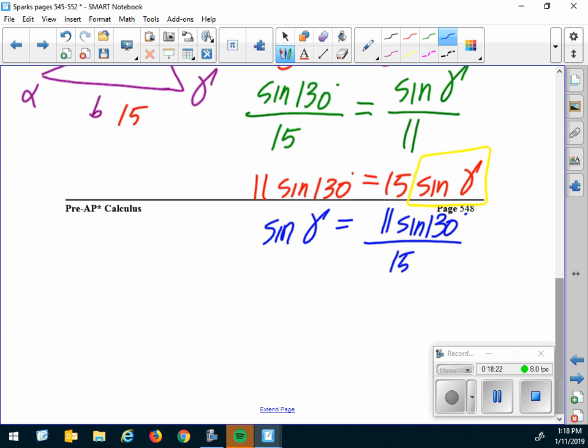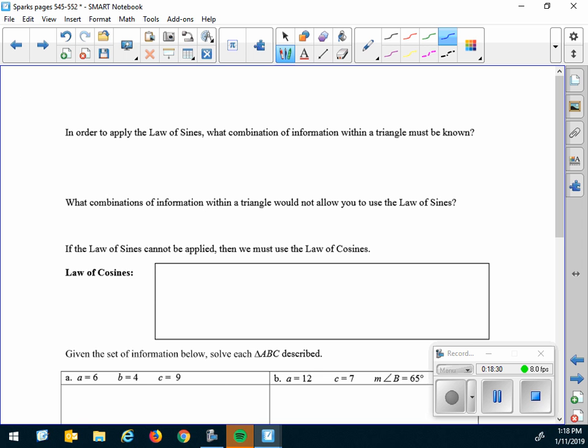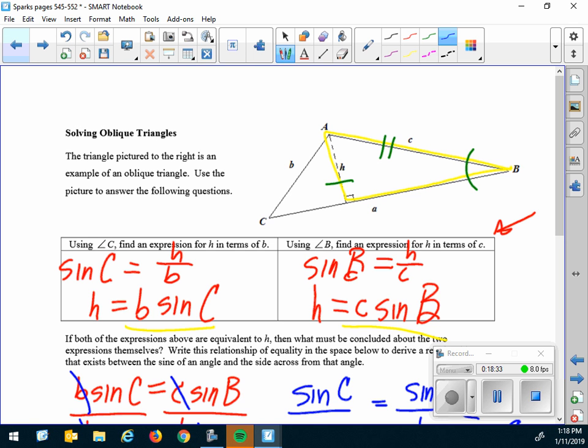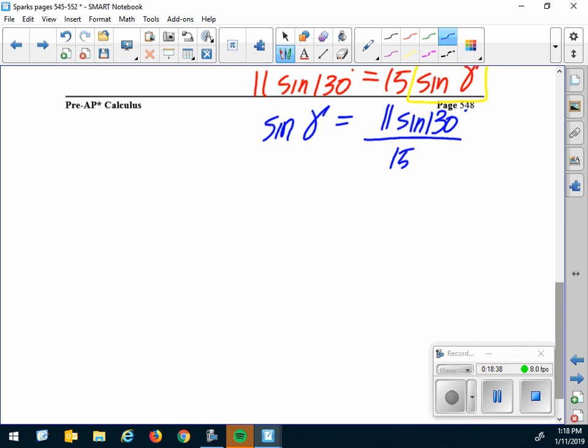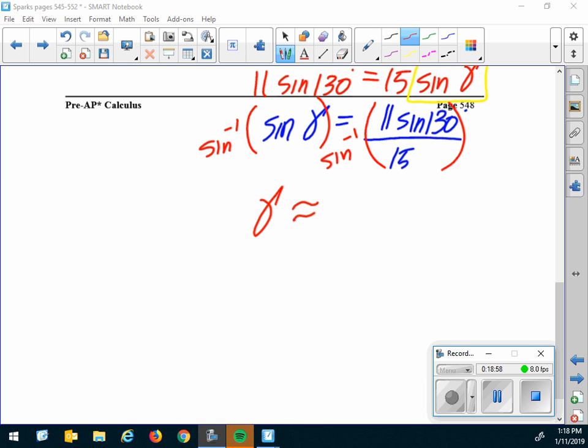How do I find gamma? There you go. Taryn said sine inverse. So we're going to do the sine inverse of both sides. So we'll get gamma equals. Now we'll have to do an approximate, won't we? Run that on your calculator. 34.178 degrees.